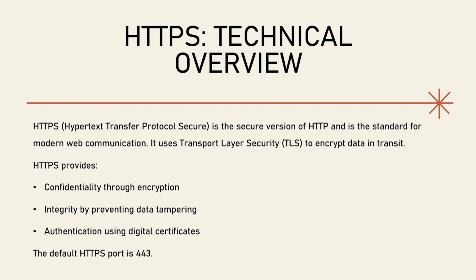HTTPS technical overview. HTTPS, or Hypertext Transfer Protocol Secure, is the secure version of HTTP and is used to protect data transmitted between clients and servers. It uses TLS to provide encryption, authentication, and data integrity. HTTPS is essential for preventing eavesdropping, credential theft, and data manipulation. The default port for HTTPS is 443, which is one of the key indicators we verify in our labs using network scanning tools.